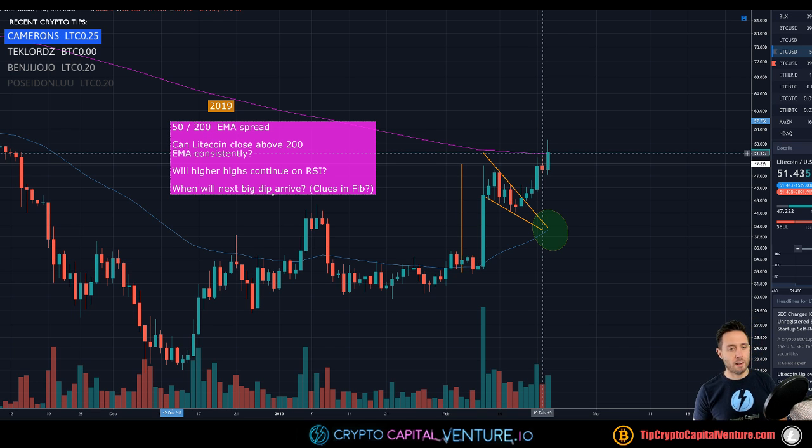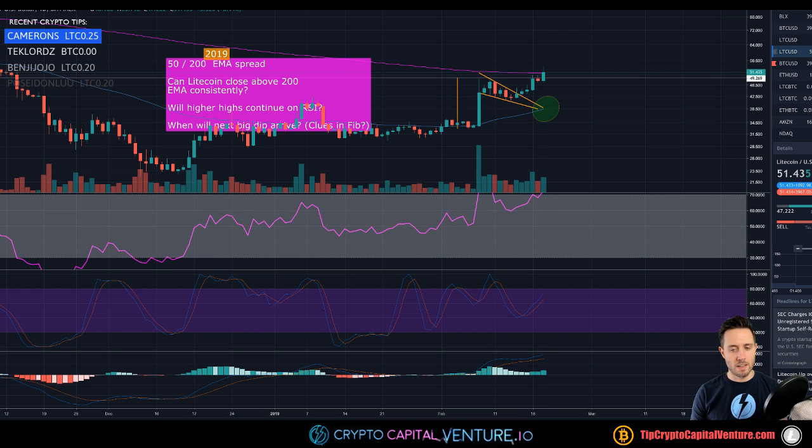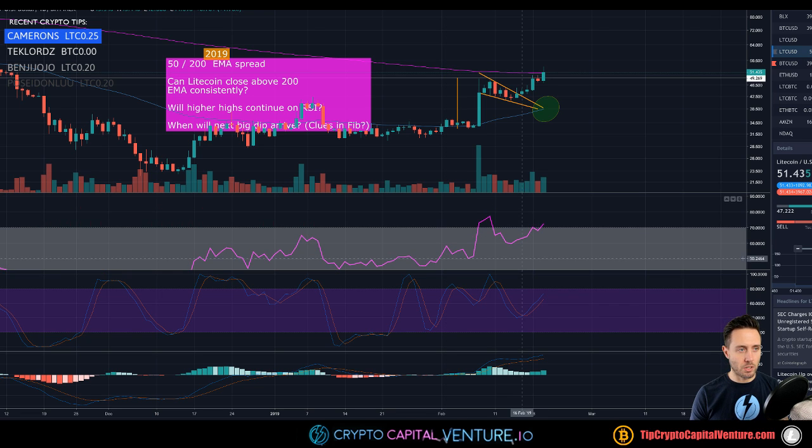3rd question, will higher highs continue on the RSI? So we talked about this the other day. We'll take a deep dive into the RSI and what higher highs might look like, and with this momentum of Litecoin, can it hit another higher high? We're going to talk about that, especially in context to the last bear market, the similarities there on the momentum of Litecoin.